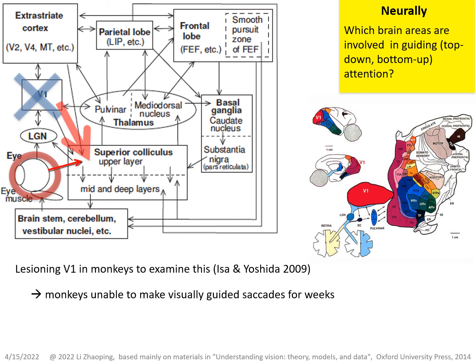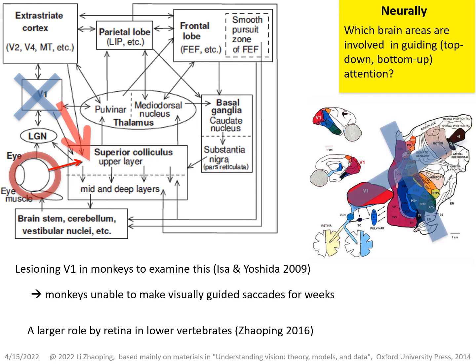So therefore, at least in monkeys, this retina is normally not involved in guiding attentional shifts. In lower vertebrates, such as fish, which do not have a neocortex that contains V1 and other cortical areas, retinal drive does play a significant or dominant role.